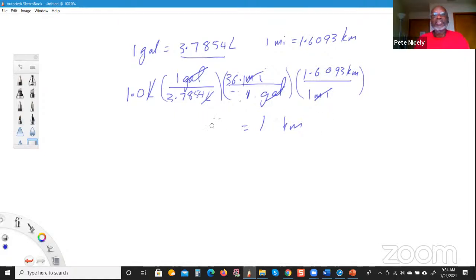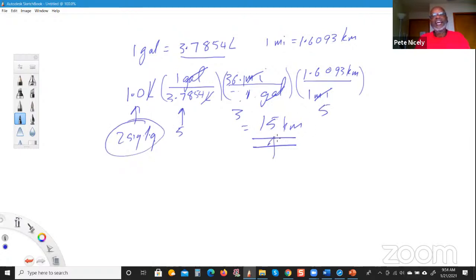And as I said before, you need to round this off to 2 sig figs because, well, let me write the 15 here first. Right, you have to round off this answer to 2 sig figs because you have 2 sig figs here. You have 5 sig figs represented here, 3 sig figs here, and 5 sig figs here. So you round off to the lowest number of sig figs. So therefore, the answer here must be rounded off to 2 sig figs.